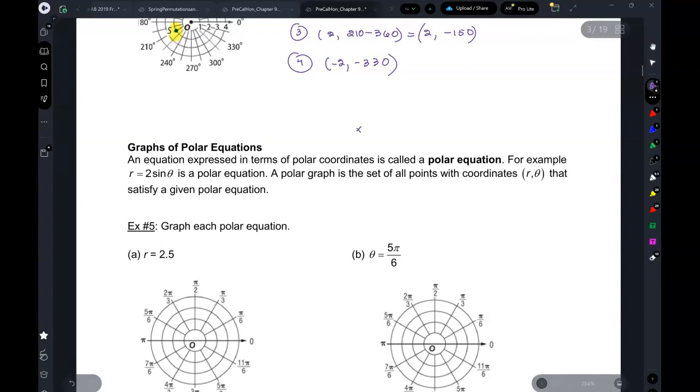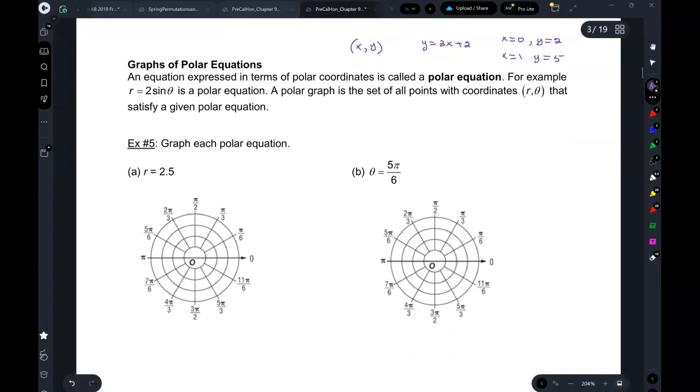In rectangular coordinates, when you have x comma y, you'll have equations like y equals 3x plus 2, right? So when you have that, you know that when x equals 0, y equals 2. When x equals 1, y equals 5, and so on and so forth, right? That's how we first learn how to graph linear equations, right? On the rectangular coordinate system. So let's do a similar thing here. Let's find all of the points that satisfy an equation just like we learned how to do back when you were first learning how to graph, right?